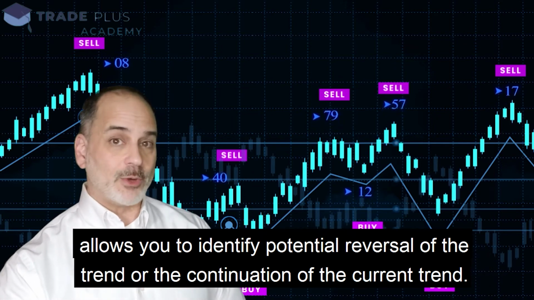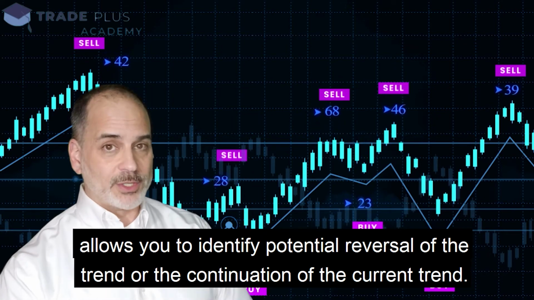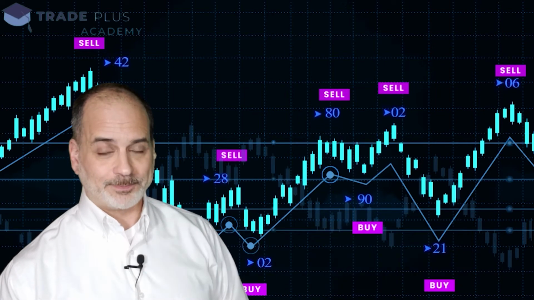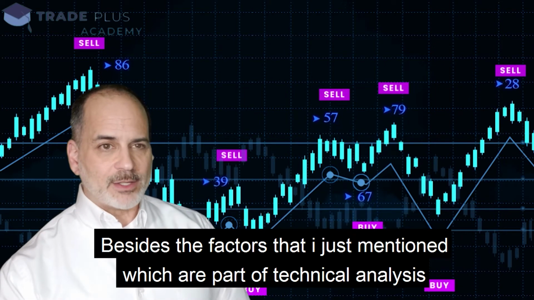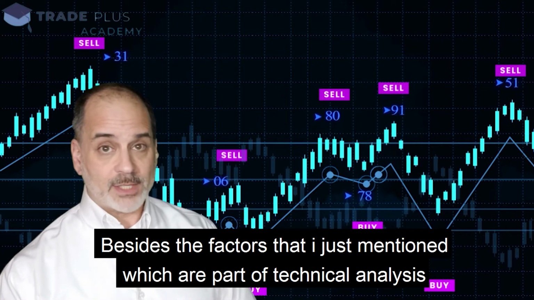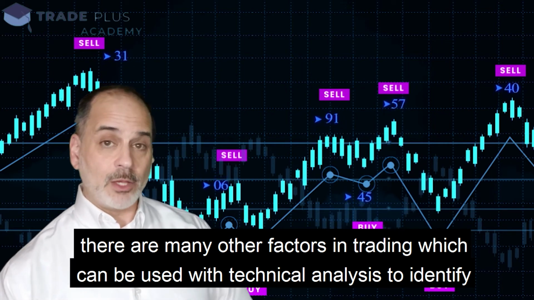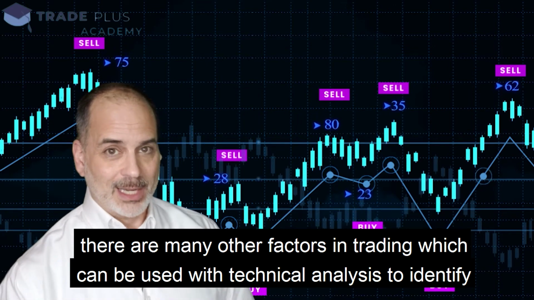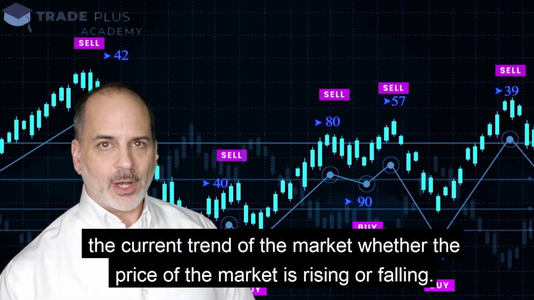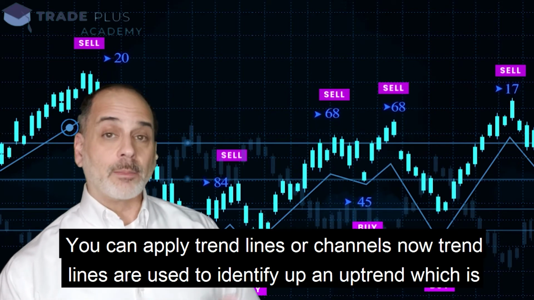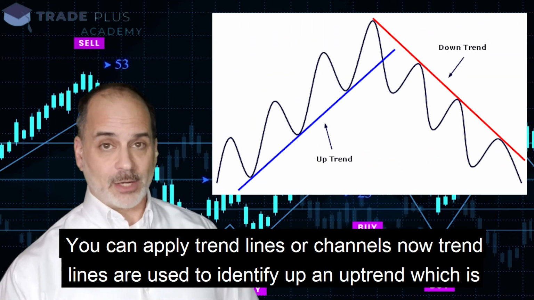And that allows you to identify potential reversal of the trend or the continuation of the current trend. Besides the factors that I just mentioned, which are part of technical analysis, there are many other factors in trading which can be used with technical analysis. To identify the current trend of the market, whether the price of the market is rising or falling, you can apply trend lines or channels.